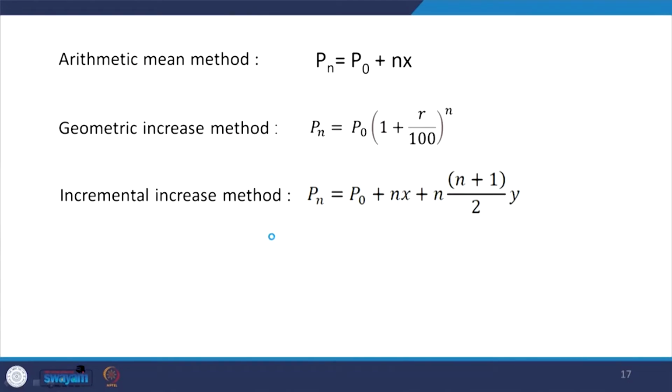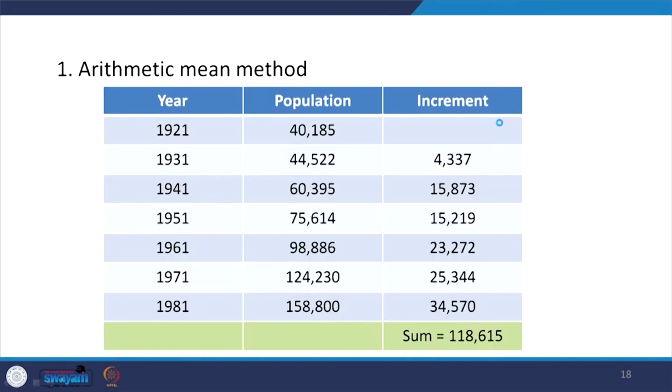What do we have here? We have the three formulas for the three methods: constant increase, incremental increase, and more or less compound interest. This is like simple interest, like compound interest. So, arithmetic mean method. This is the population: 44,000 minus 40,000, change of 4,300. Same case, 60 minus 44, 16, I guess, 15,000 change, and so on. The sum will be this, but I want to take the average of this. So 1, 2, 3, 4, 5, 6.